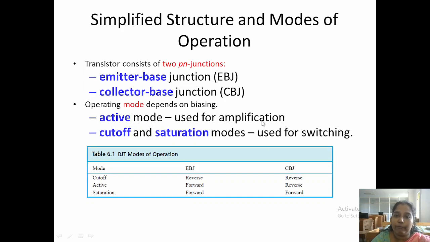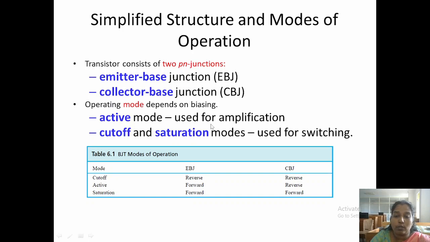Next, the simplified structure and modes of operation. The transistor consists of two PN junctions. As I told you before, there are two junctions: the emitter-base junction and the collector-base junction. The operating modes depend on the biasing of these junctions. The emitter-base junction may be forward biased and the collector-base junction may be reverse biased. Based on this, there are three modes of operation: active mode, cutoff mode, and saturation mode.